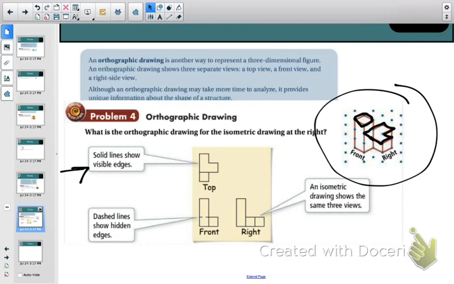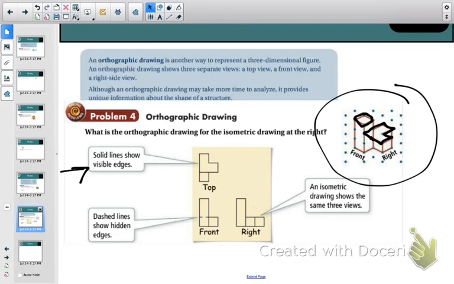So we did not draw it like this, because that would mean that it's all at the same height, and it's not in this case. So that's why there's a solid line here, to show that this piece is a different height than this piece. Okay, so that's the top view.